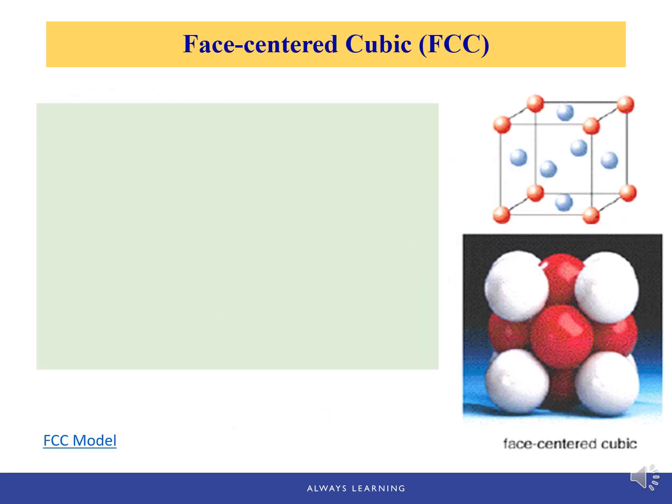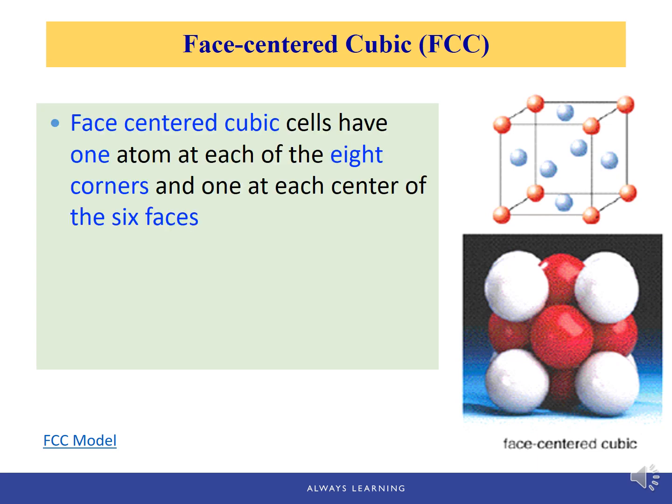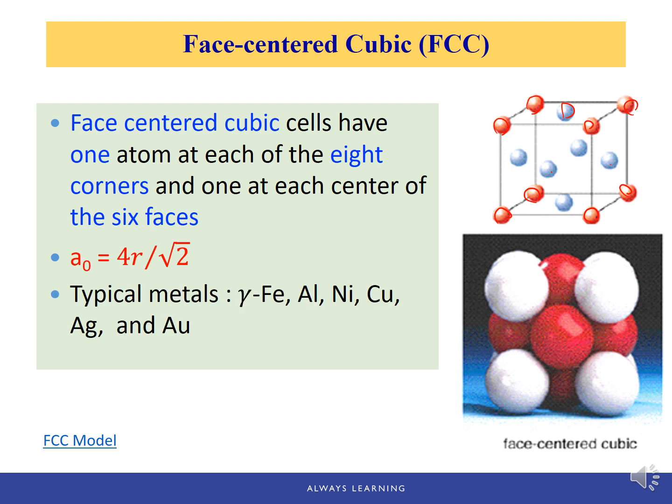In summary, the face-centered cubic (FCC) cells have 1 atom at each of the 8 corners. You can see the corner atoms are those red atoms, and 1 at each center of the 6 faces. The blue atoms are the face-centered atoms. So there are 2 different types of atom locations, corners and face centers. The relation between the lattice parameter and the atomic radius R is A0 equals 4R over square root of 2. The metals with FCC structure include gamma iron, aluminum, nickel, copper, silver, and gold.